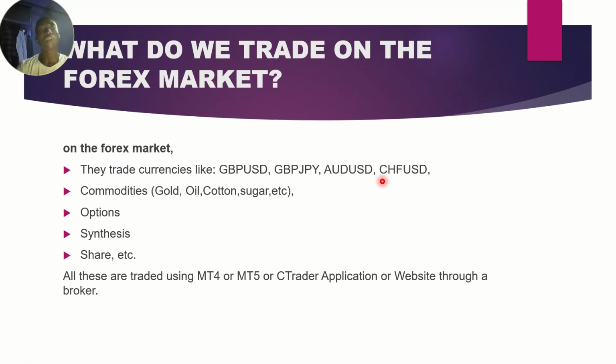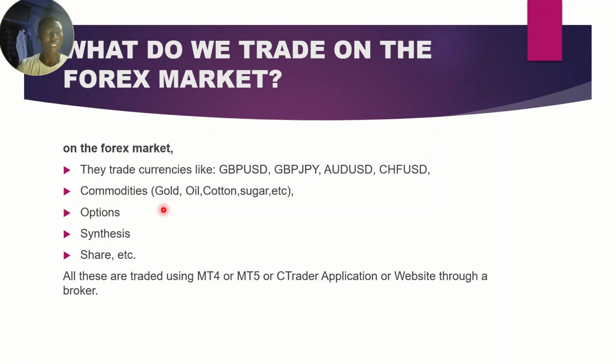We have USD as a major currency, GBP as a major currency, AUD as a major currency, CHF as a major currency. There are 8 currencies. We have euro as a major currency. We have more, so you can find them out. These are the major currencies that you can trade on the forex market.